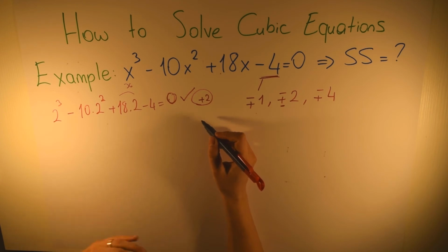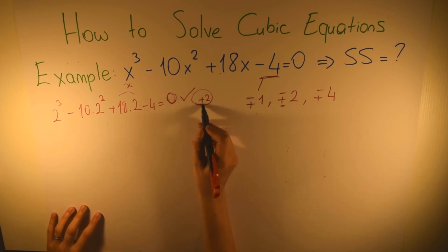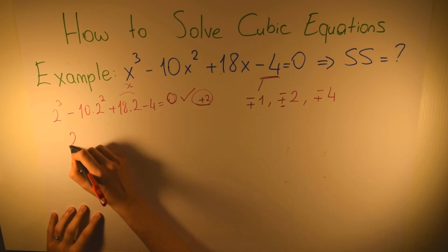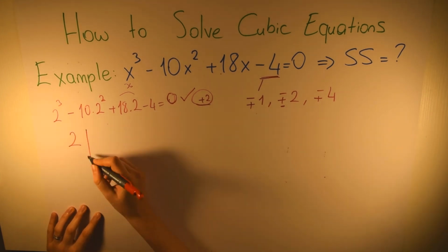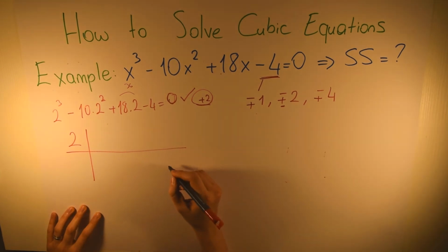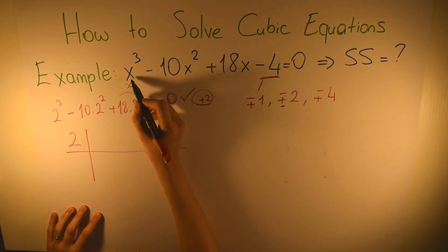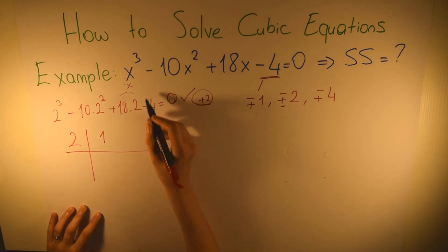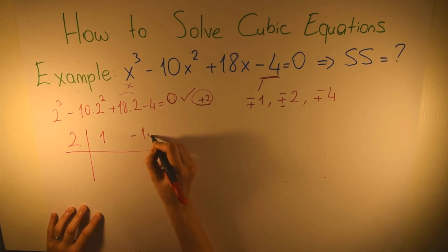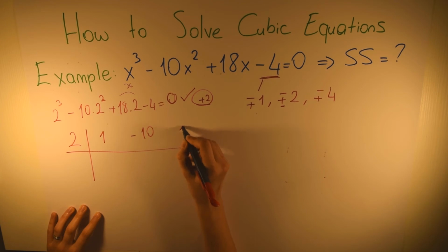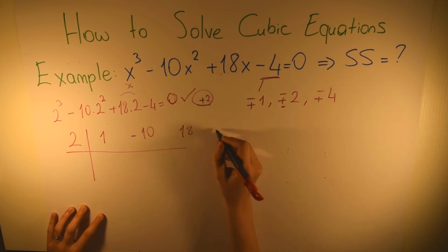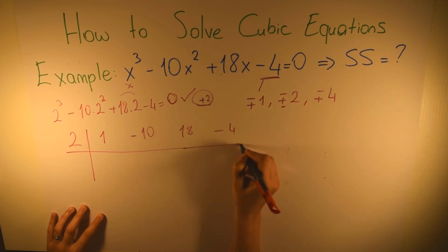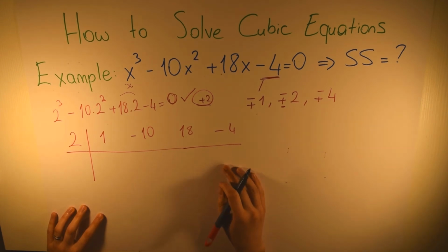After this point, we will use the Horner method. What was the Horner method? We write this root here, and then we draw this line. After that, I write down the coefficients here. So it is 1, here minus 10, here plus 18, and here I have minus 4. This was the Horner method.